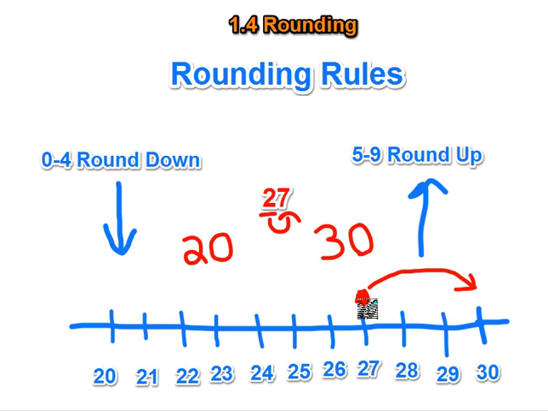And you can see 27 is only 1, 2, 3 spots away from 30, while it's 1, 2, 3, 4, 5, 6, 7 spots away from 20. So that 7 does tell us that by rounding up, 27 is closer to 30. I know it's a little confusing, so let's try a few together.